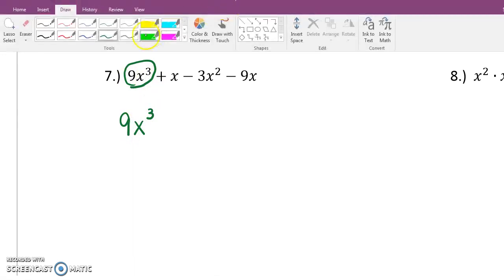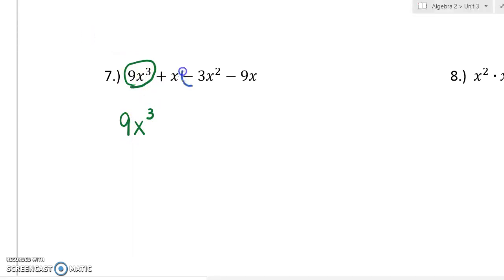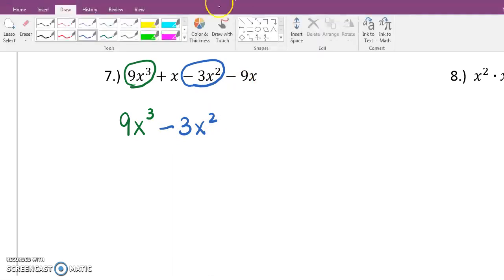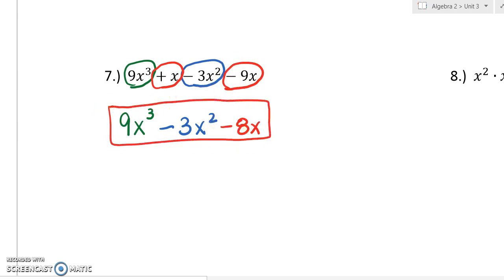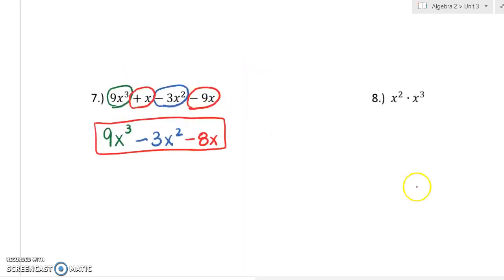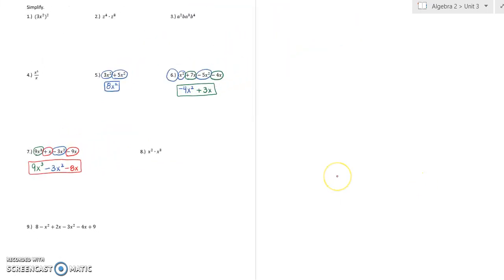And then I see an x squared term. So negative 3x squared, but I don't see any other ones, so I'll just write negative 3x squared. Then my last one is the plus x and the minus 9x, and that is negative 8x. And none of these three terms are like terms, so we are done there.